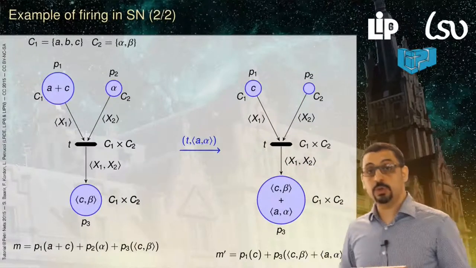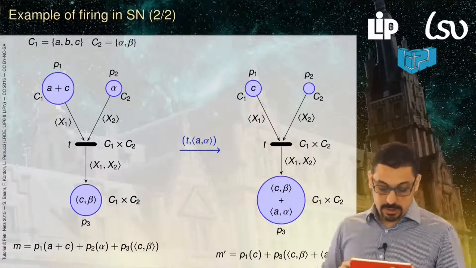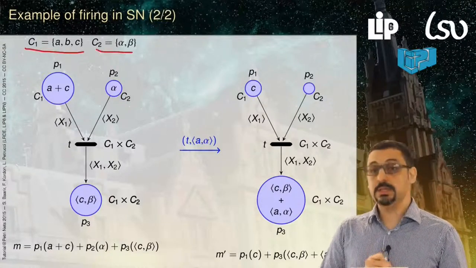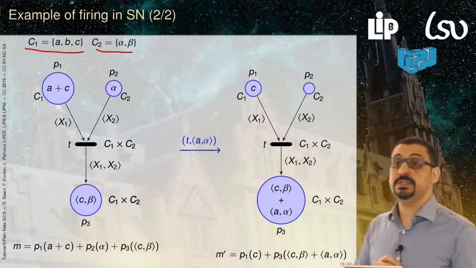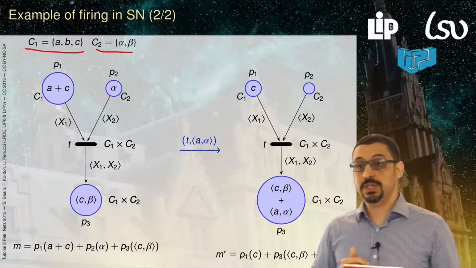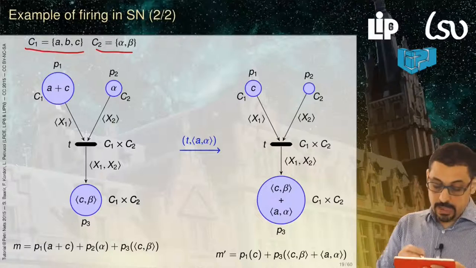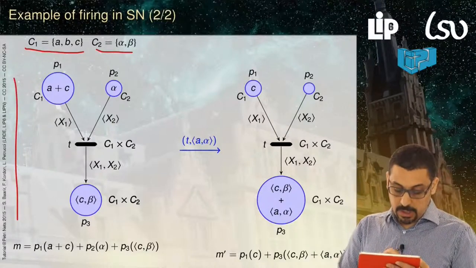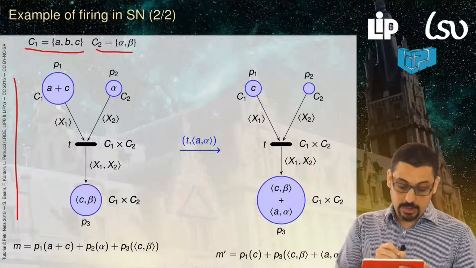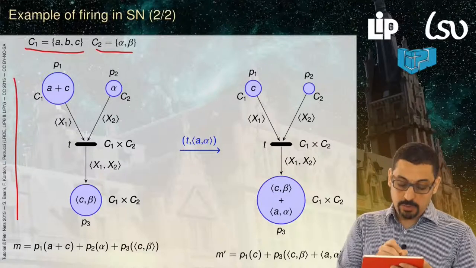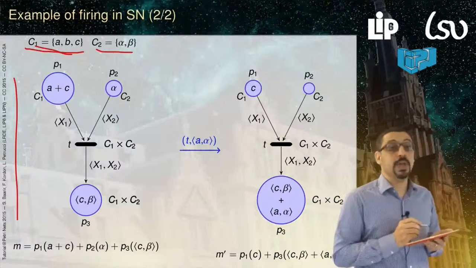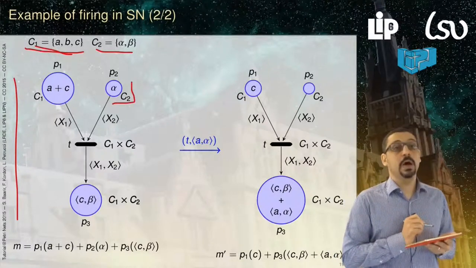So let's go through the same example, but a little bit more complicated. Here I defined two color classes, C1 with 3 elements, A, B, C, and C2 as a set with alpha and beta. I started from this marking, where in the place P1 I have two colors, A and C, from the domain of P1, which is C1, and I marked P2 with alpha, since alpha is an element of C2.